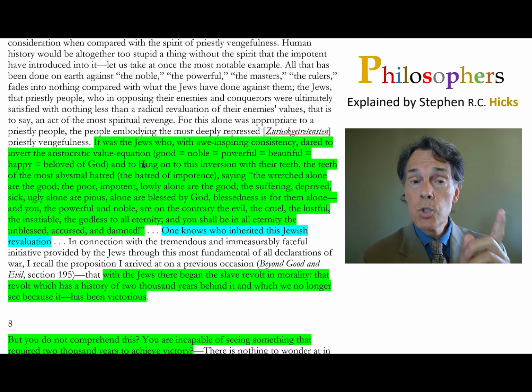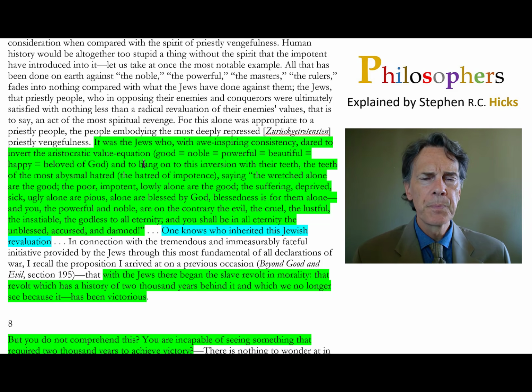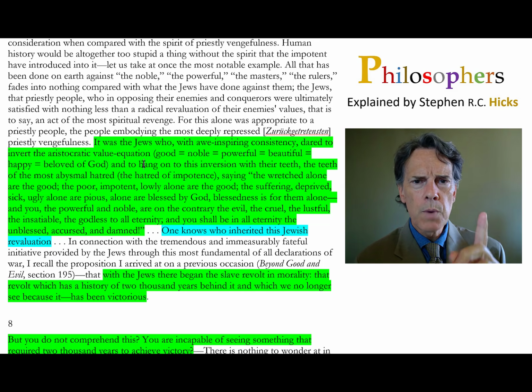that it was the Jews who, with awe-inspiring consistency, dared to invert the aristocratic value equation. Good equals noble equals powerful equals beautiful equals happy equals beloved of God. So we take that and we're going to invert it and say the exact opposite is true. And to hang on to this inversion with their teeth, the teeth of the most abysmal hatred, the hatred of impotence, saying, the wretched alone are the good, not the flourishing. The ugly, the wretched alone are the good.